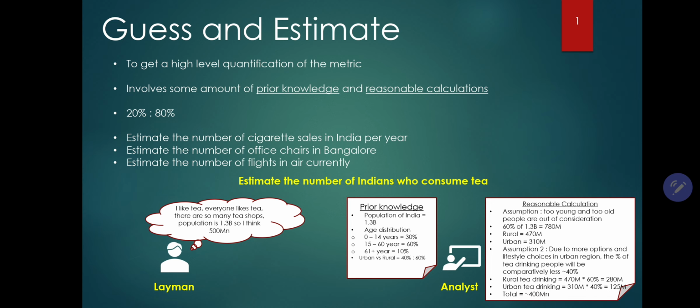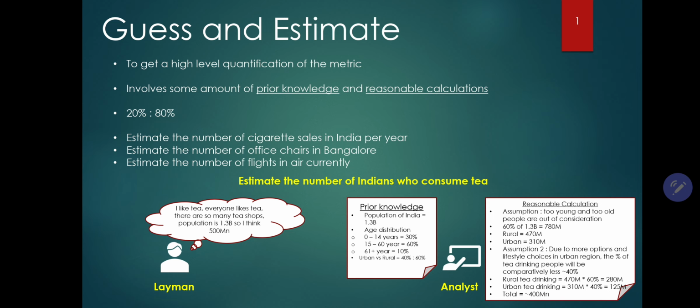He'll have a few assumptions. Too young and too old people are out of consideration for this problem, so the assumption is people below 14 years or 61 plus won't consume tea. The base reduces to 60% of 1.3 billion, which amounts to 780 million, and then he breaks down that 780 million into 470 million and 310 million by urban versus rural population distribution.